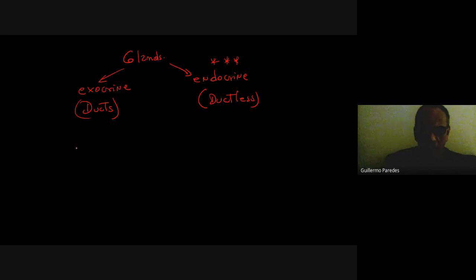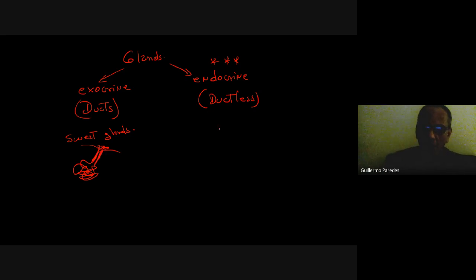An example of exocrine is the sweat gland. It is going to secrete sweat, right? That is the sweat gland. They are exocrine because they have this duct.